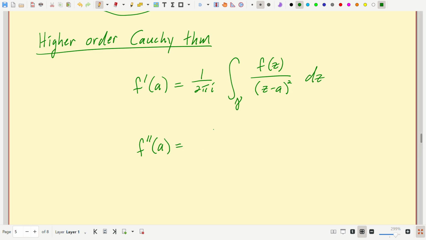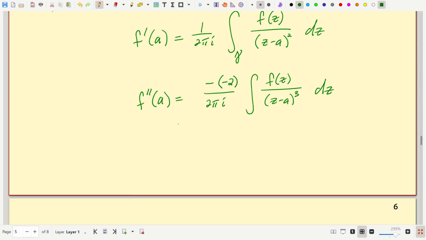And this time you get 2. Let's see, what do you really get? When you differentiate with respect to a, you'd get 2 times that to the z minus a cubed, but it's a minus a in the bottom. So you get minus 2 times minus, which is a plus 2. So maybe to emphasize that, this would be a minus 2 dz. So that's differentiating under the integral sign again with respect to a.